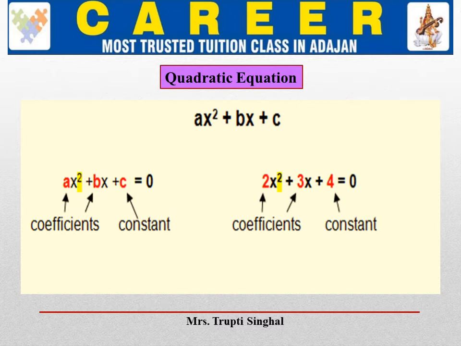So for example, the quadratic equation is 2x square plus 3x plus 4 is equal to 0. Then the coefficients are 2, 3 and 4, and the constant is the fourth term. And as you can see, in the quadratic equation the highest power of x is 2. Therefore, the equation has at most two zeros. The zeros, or the roots, or the solutions of a quadratic equation are at most 2; the number of zeros can be 0, 1 or 2.